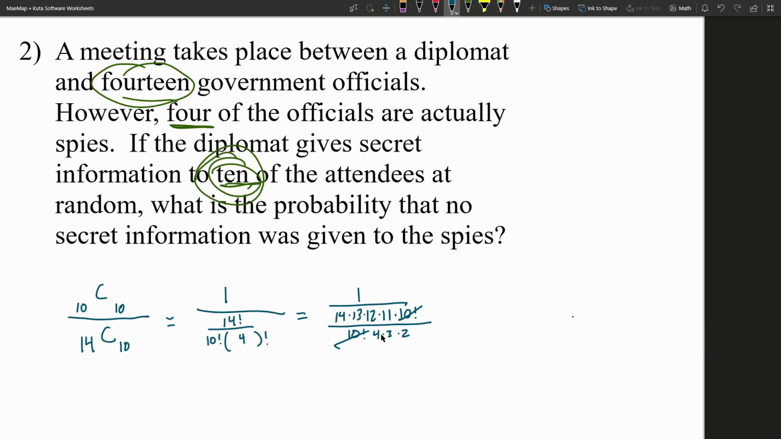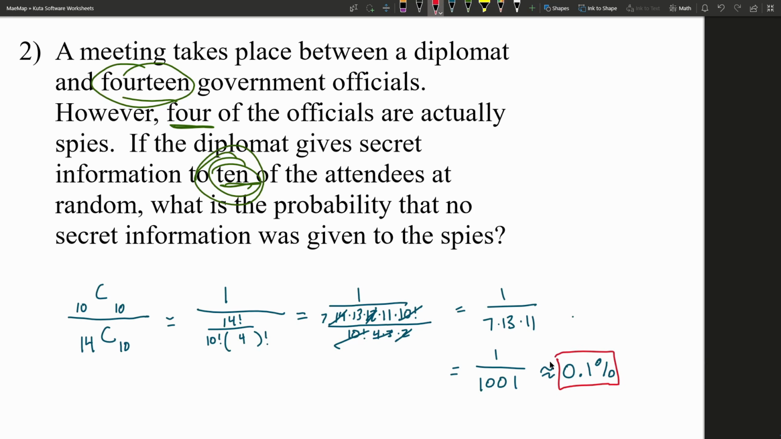And look what else we can simplify down. 4 times 3 is 12, so I'll cancel out this 12. And 14 divided by 2 is 7. So this all simplifies down to 1 over 7 times 13 times 11, which is equal to 1001. So this is 1 all over 1001, which written as a percent is approximately 0.1%.